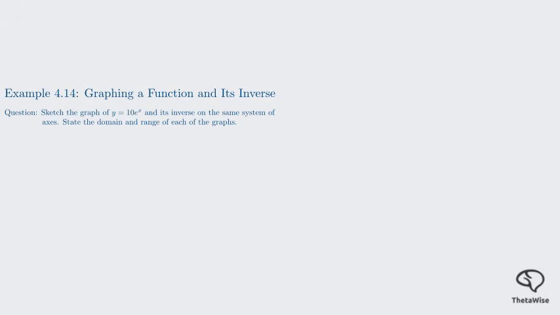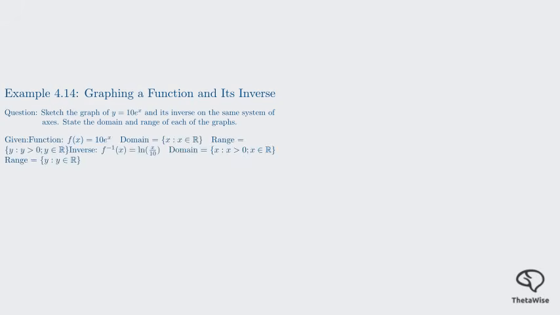So let's list our given information. Here's our given function, its domain and its range. And here is its inverse function, the natural log of x over 10, along with its domain and range. Having these features identified will help us draw the graphs correctly. Let's first sketch the original exponential function.